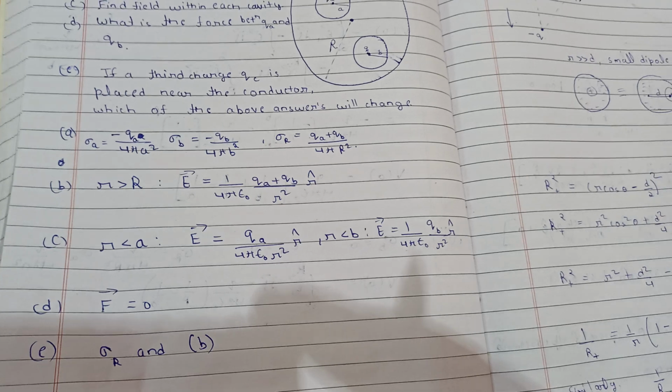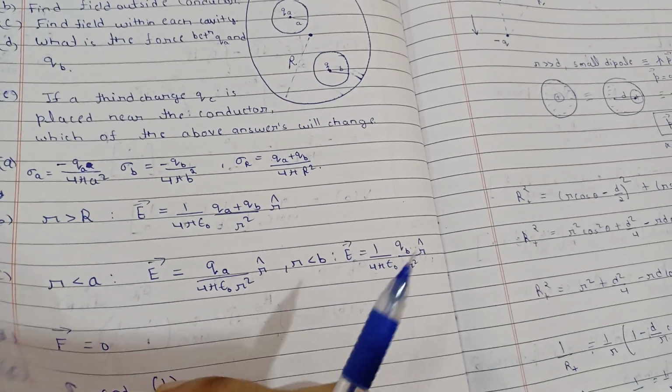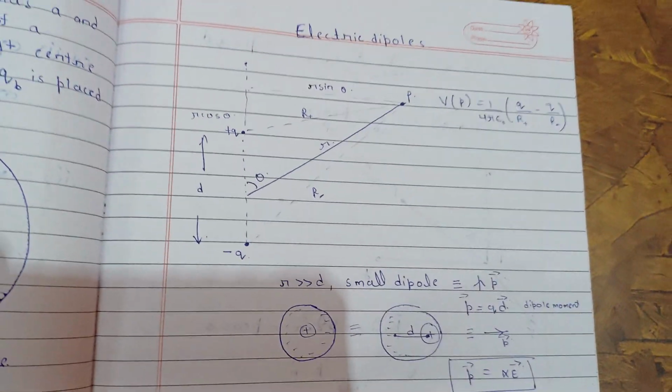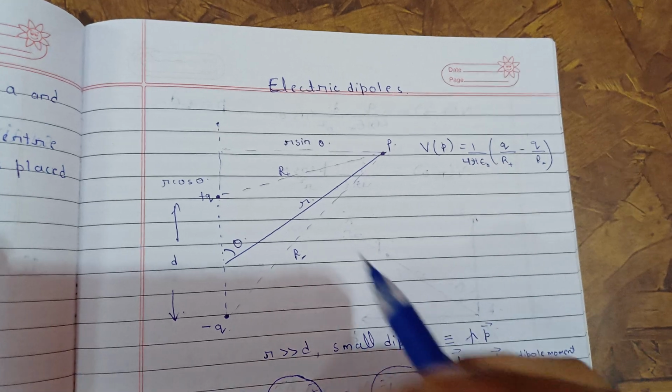So I hope all the properties of the conductor are clear to you now. Let's discuss now electric dipoles. So what is a dipole?